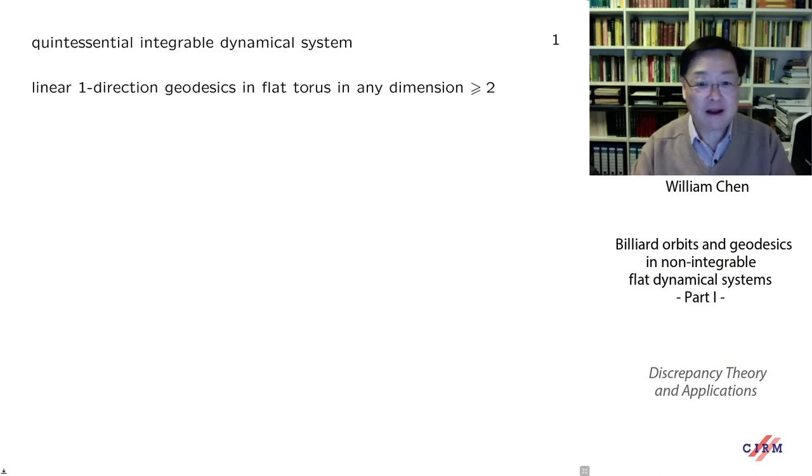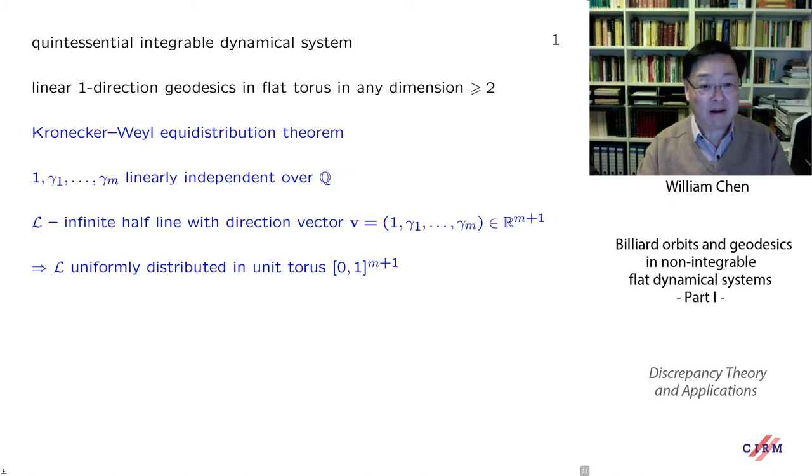Before we do that, let's look at the quintessential integrable dynamical system. This is just the linear, one direction geodesics in the flat torus in any dimension, at least two. And the behavior of these geodesics is governed by the very famous Kronecker-Weyl equidistribution theorem. By using linear independence of real numbers, one can actually work out a lot of directions such that we have geodesics in these directions that are uniformly distributed in the unit torus.